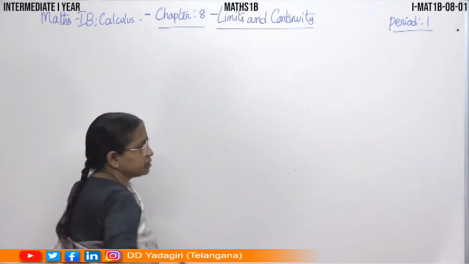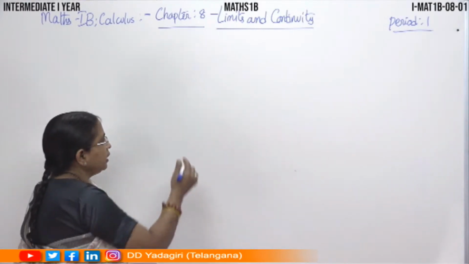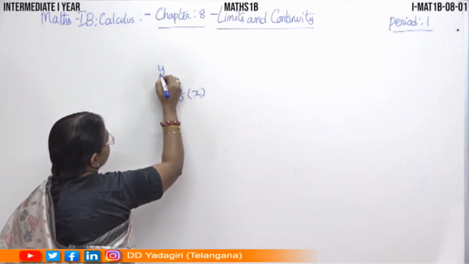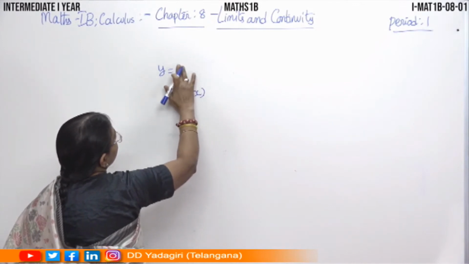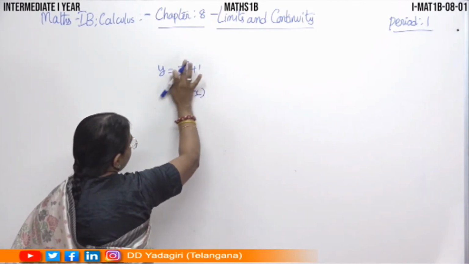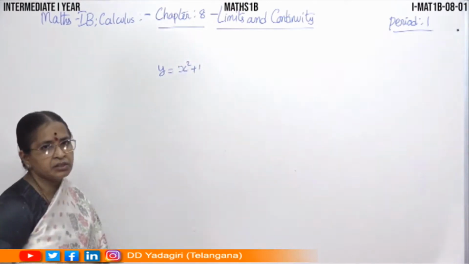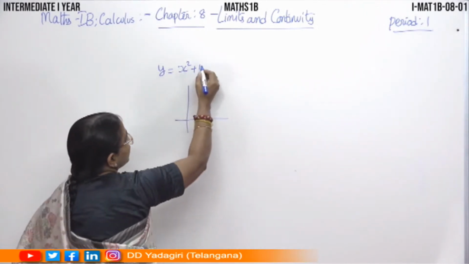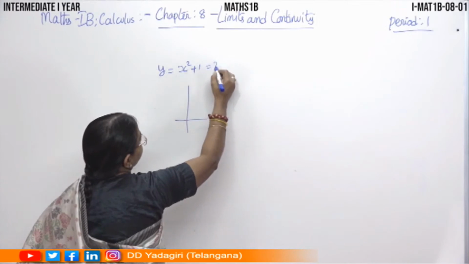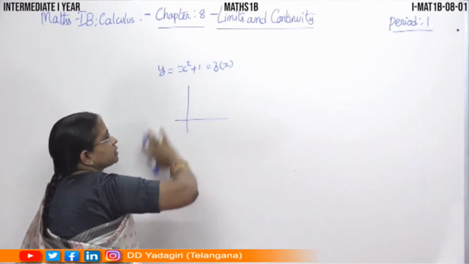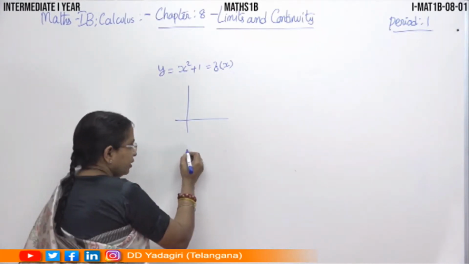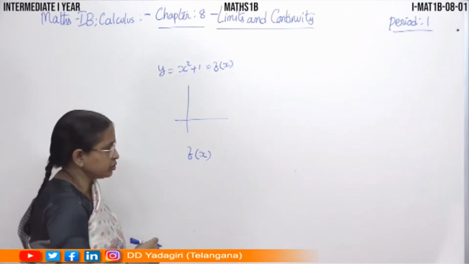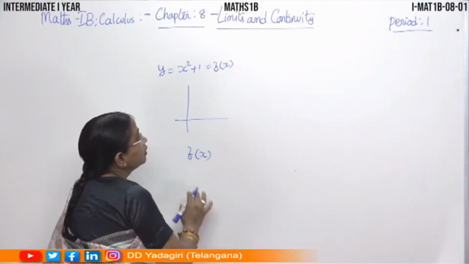Next, in the functions chapter, you learn many kinds of functions. You have y is equal to f of x, like y is equal to 2x plus 3 or x square plus 1. Suppose you have an equation like this. You have drawn graphs of all these functions, isn't it? So instead of y, we take f of x. Then f of x is equal to x square plus 1 is a function. You will learn more about these functions in the functions chapter. At present we need these terms, so we are just having the gist of it.